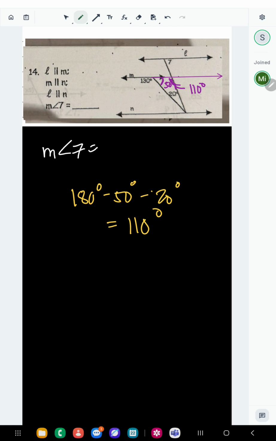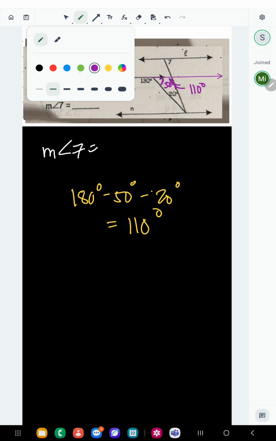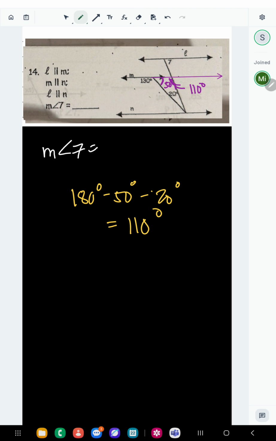And now we can solve for angle 7. How are we going to solve for it? Other corresponding angles? No. We solve for this angle here, the one I marked red. We already got this 110 degrees, and it's a straight line, so the angle beside it is 70 degrees.